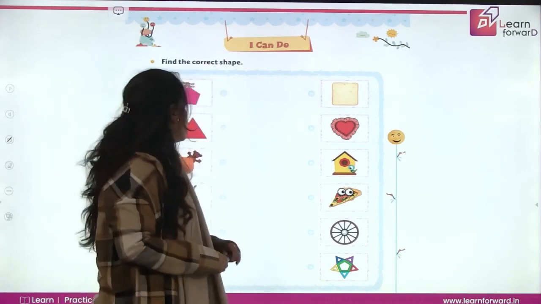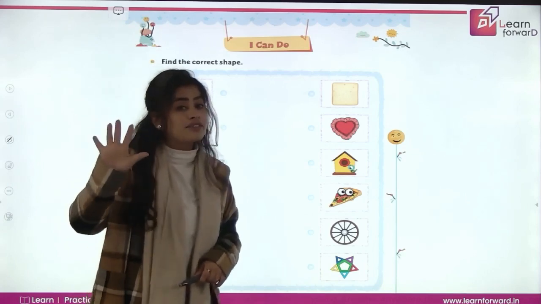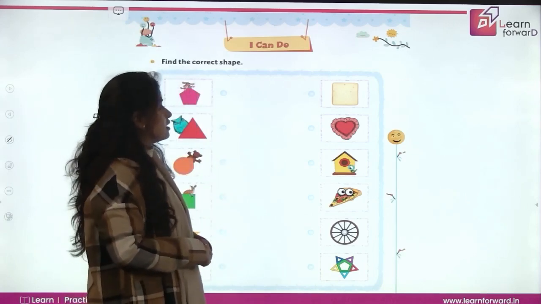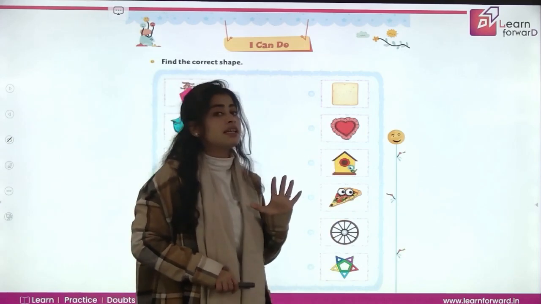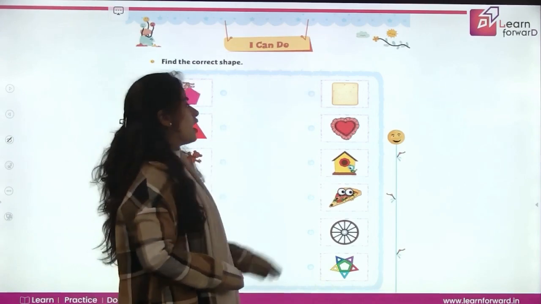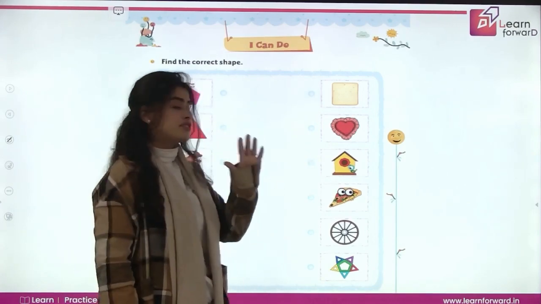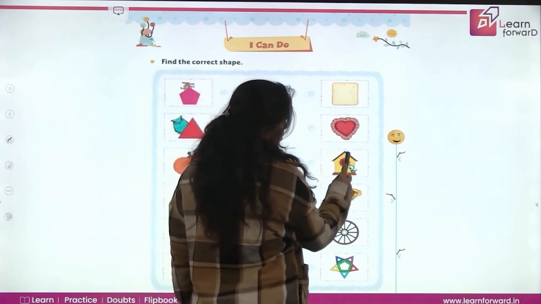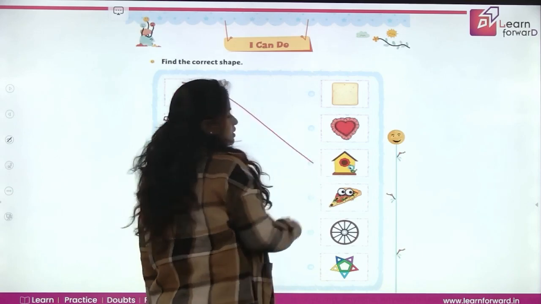So there is a pentagon first because it has 5 sides. So it's a pentagon. Now see, which of these things is having 5 sides? A bread? No. A heart? No. A house? Yes, it has 5 sides. Count 1, 2, 3, 4, 5. We will match this with this house.